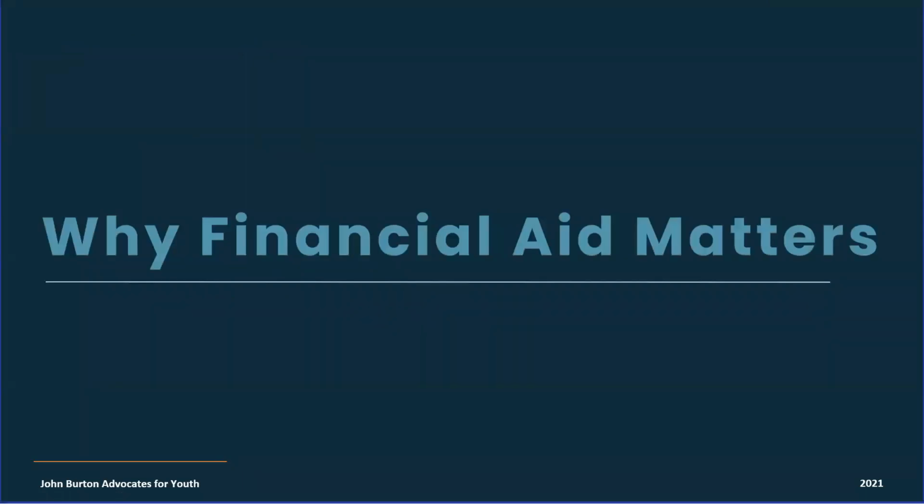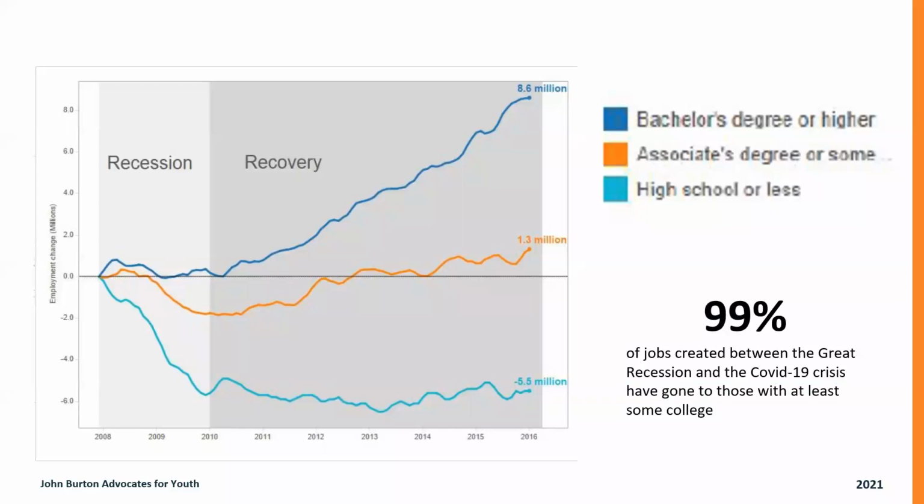So why are we focusing on financial aid? What we've seen is that having some form of post-secondary education really does make a difference. And what we've been looking at with the data is that ever since the Great Recession in 2008, 99% of jobs created since that time, and with the current COVID-19 crisis, have gone to those with at least some college degree.